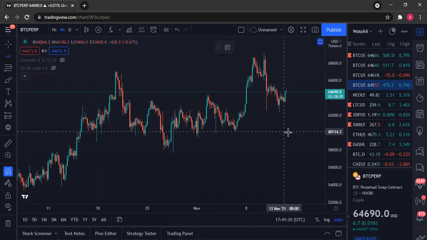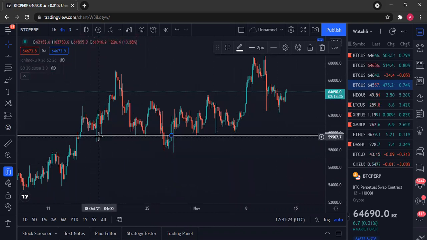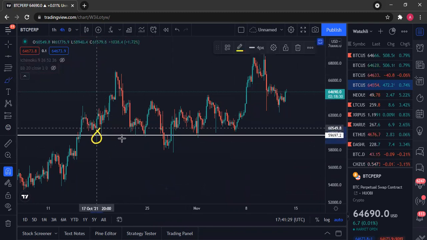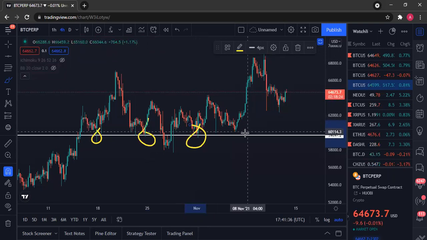I'll pick up a horizontal line and put it here. Can you see it was used here? Let me draw it out. It was used here, it was used here, it was used here. Do you understand? And also, it almost got used here, but let's take that one out.